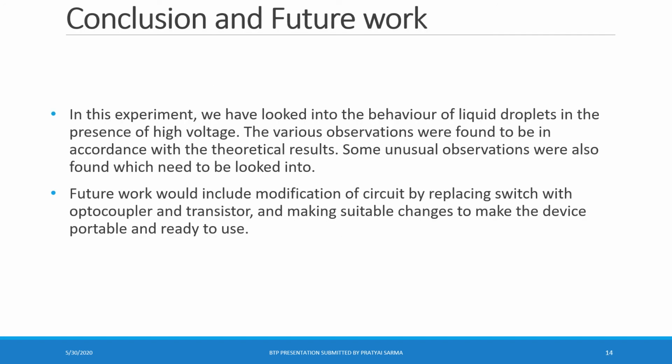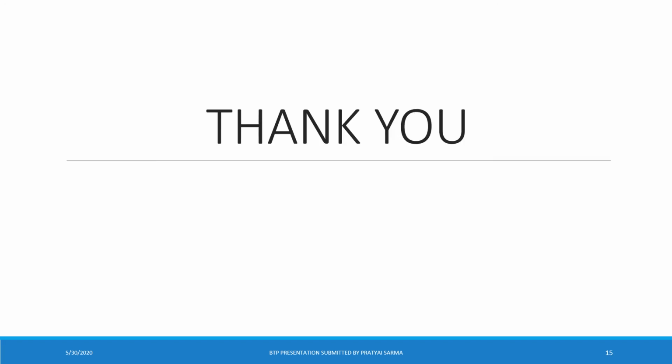Thus, in this experiment, we have taken a look into the various behaviors of the liquid droplets in the presence of high voltage. The observations were found to be in accordance with the theoretical results generally. Some unusual observations like the upward and horizontal movement of the droplets were also found, which need to be looked into. Future work could include the modification of the circuit by replacing the switch with an optocoupler and transistor so that the circuit could be automated, and also making suitable changes to make the device portable and ready to use.